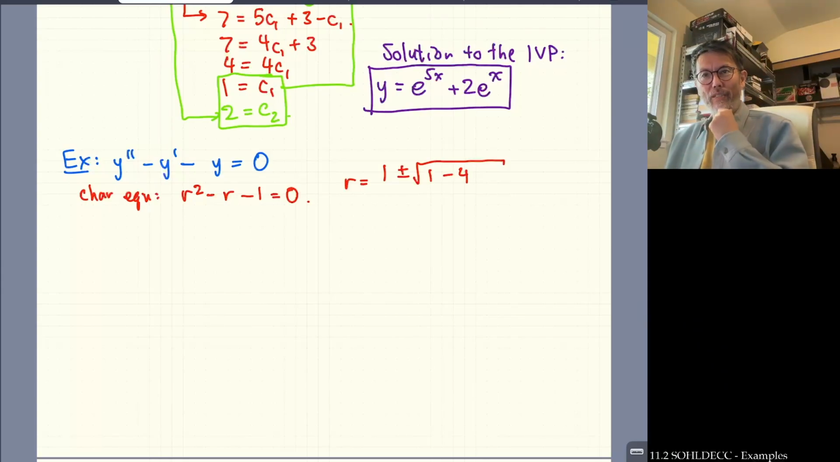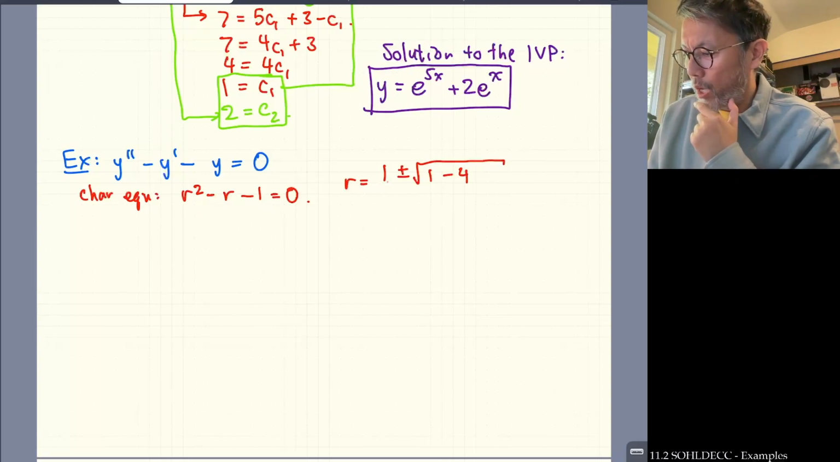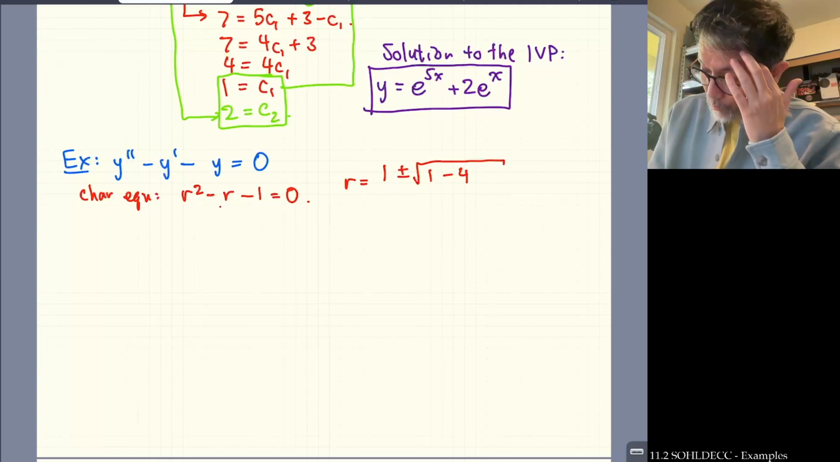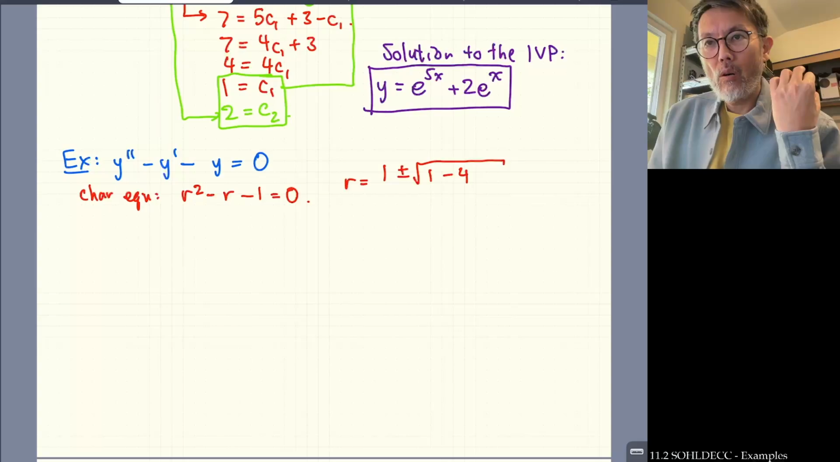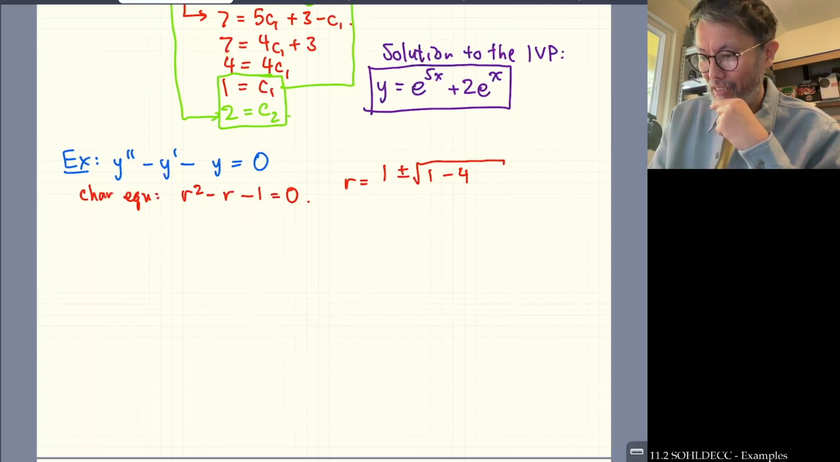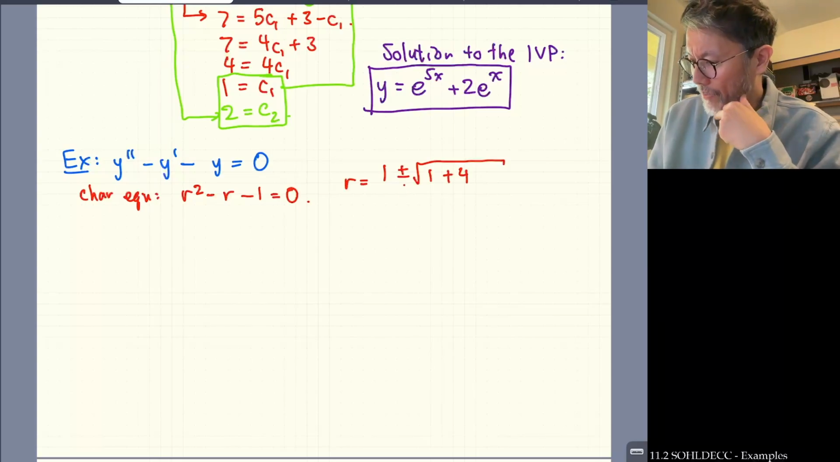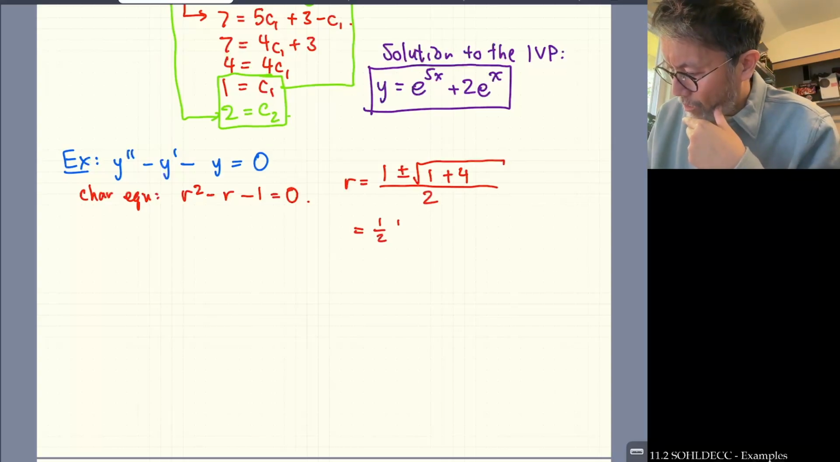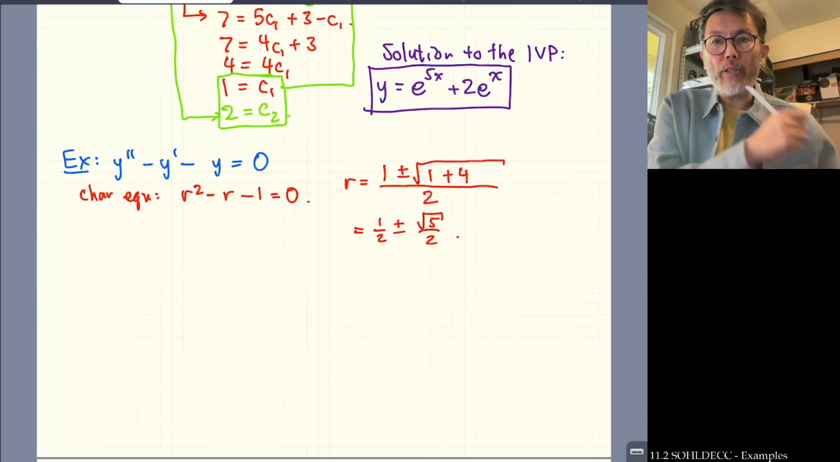Because now, what is the characteristic equation? It's r squared minus r minus 1. So in the quadratic formula, we have 1 plus or minus the square root of negative 1 squared, which is 1, minus 4 times 1 times negative 1. Negative 1 now. Yeah? You following me? And so we get 1 plus 4. Nice. The whole thing divided by 2. So this ends up being 1/2 plus or minus the square root of 5 over 2. And what I want to say is that this is what's playing the role of my r1 and r2 now. Yeah?